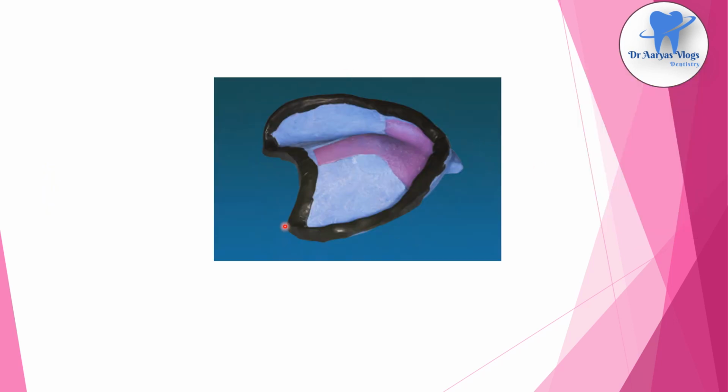Here the border molding is completed and excess material has been removed. So material should be no more than 2 to 3 mm height above the tray flange. And there should be no areas of the impression tray showing through the material. Okay.